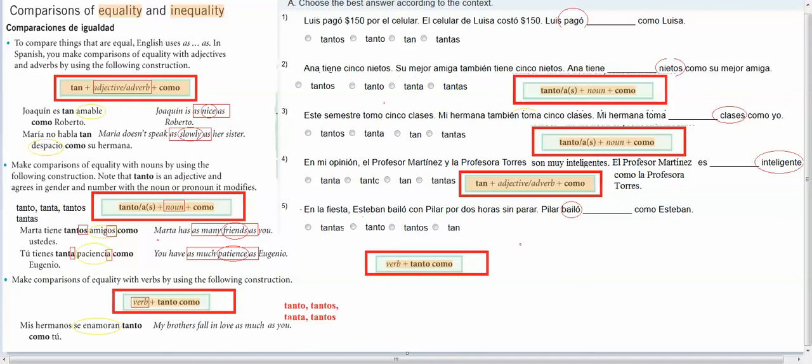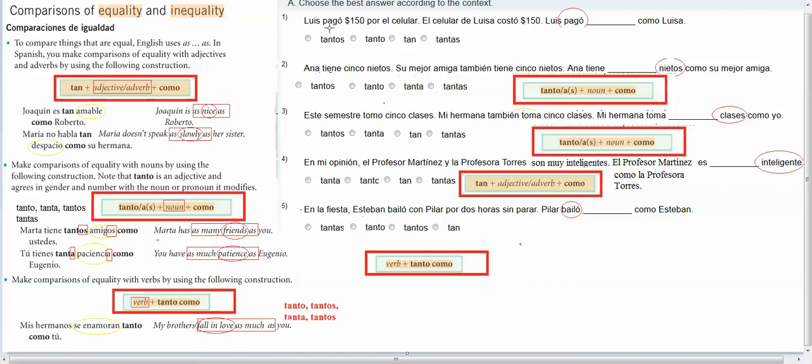Okay, my brothers fall in love as much as you. So, fall in love as much as. What you're really comparing is the falling in love, which is enamorarse. So you'd say, mis hermanos se enamoran tanto como tú. After the verb, if you want to say as much as, you'd say tanto como. And this time you don't do anything to the tanto. You only do something to tanto if you're going to put a noun immediately after it.